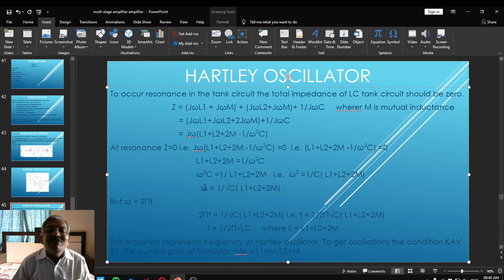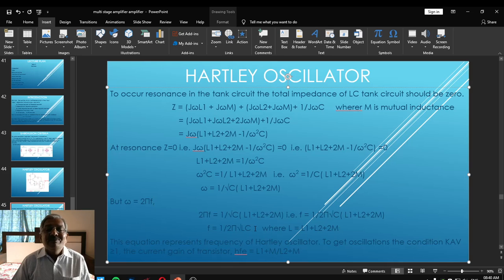By putting omega equal to 2 pi f, we can rewrite this equation as 2 pi f equal to 1 upon square root of C into bracket L1 plus L2 plus twice M. That is, taking 2 pi to the right side, f is equal to 1 upon 2 pi square root of C into L1 plus L2 plus twice M. Now by substituting L1 plus L2 plus twice M equal to L, we get f equal to 1 upon 2 pi root of LC. Obviously, we have put L equal to L1 plus L2 plus twice M.